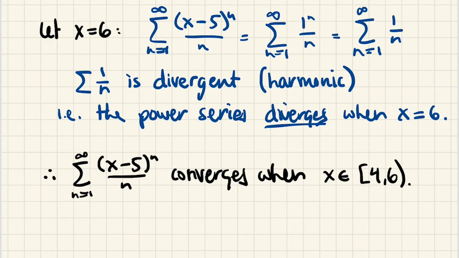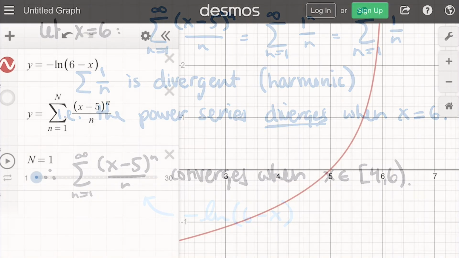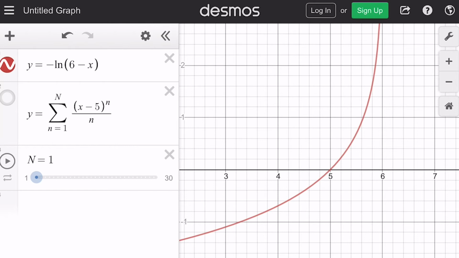Okay, again for context, I think we should pop over to Desmos and just see what this looks like. At the moment, you have no real good reason to believe me when I say that this is actually the power series for the function negative ln of 6 minus x. But let's put them on Desmos and see what things look like. Okay, so here is the graph of y equals negative ln of 6 minus x. And let's turn on the series approximation.